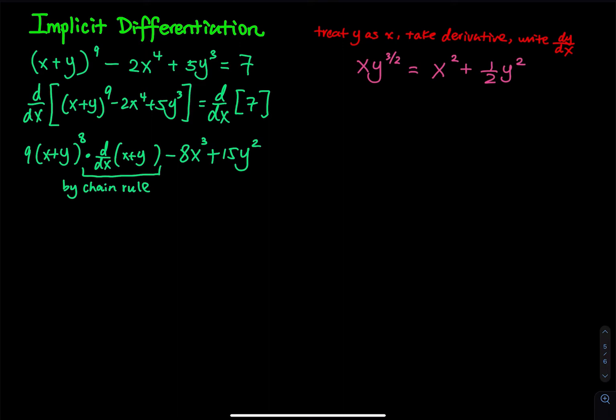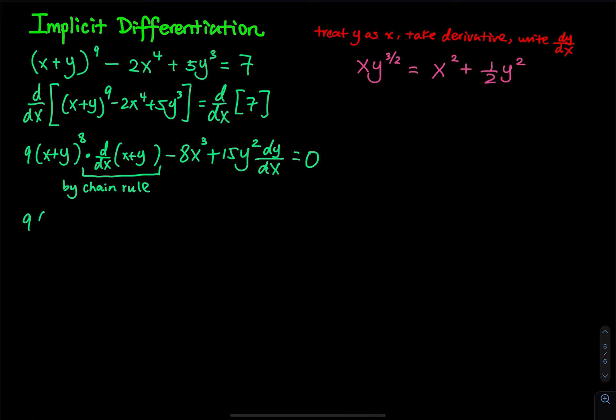So when you do implicit differentiation, just say this to yourself. You treat y as x, take the derivative with respect to the independent variable, which is what we just did. So you treat y as x, apply the power rule, and then you write dy/dx. So we are missing a dy/dx. And then the right hand side, the derivative of 7 is equal to 0. Very easy. And then the next step is we take care of the chain rule.